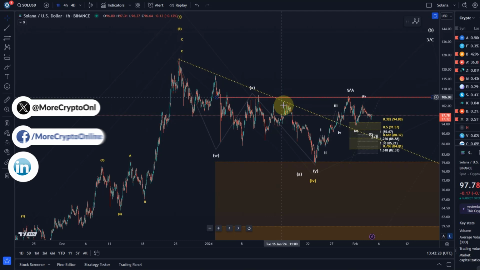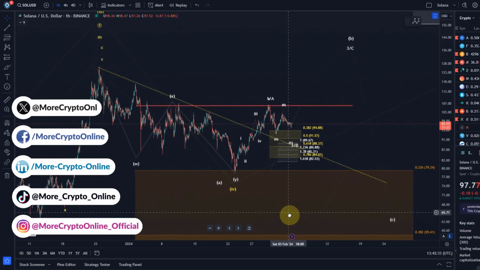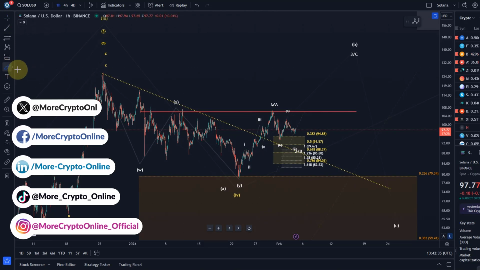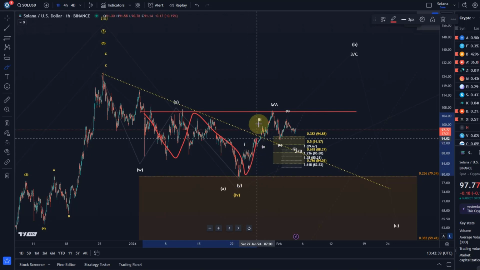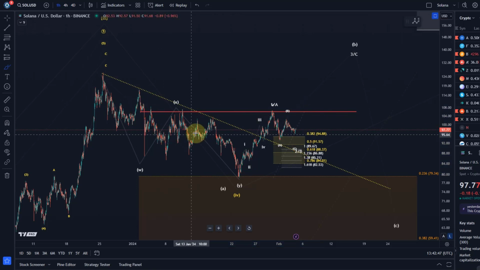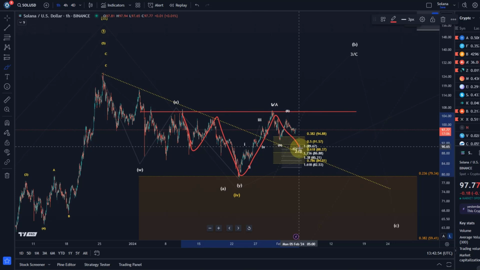Solana is still working on this inverse head and shoulders pattern that we discussed in previous videos. So we're still dealing with a potential left shoulder, head, and right shoulder. I have to say though that the left shoulder is not very well defined. You basically have two shoulders on the left-hand side, so it doesn't really matter which one we count as the left shoulder. It could also be this one, and now we're working just on the right shoulder.